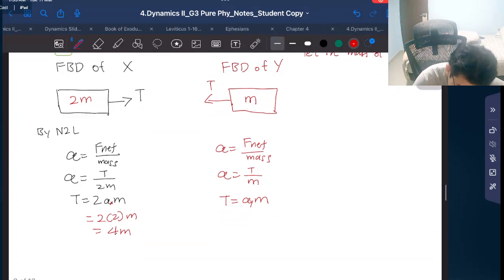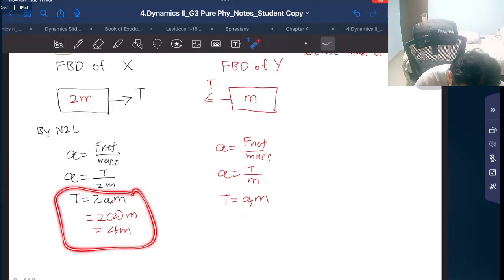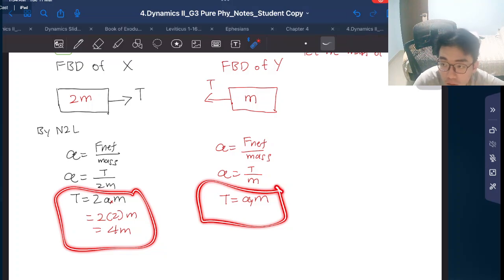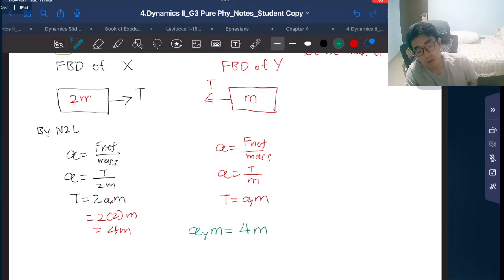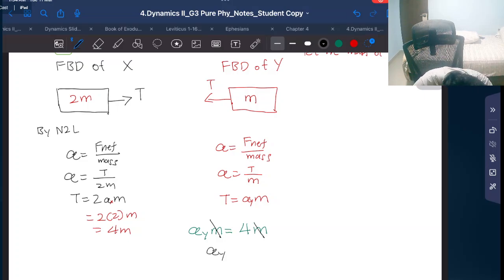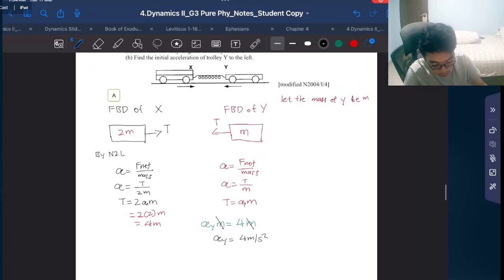What do we have here again? Simultaneous equations. So then I can say that AY M will be equals to 4M. AY means the acceleration of Y, so you put the subscript down. Then the mass balances out, so this means that AY equals to 4 meters per second squared.